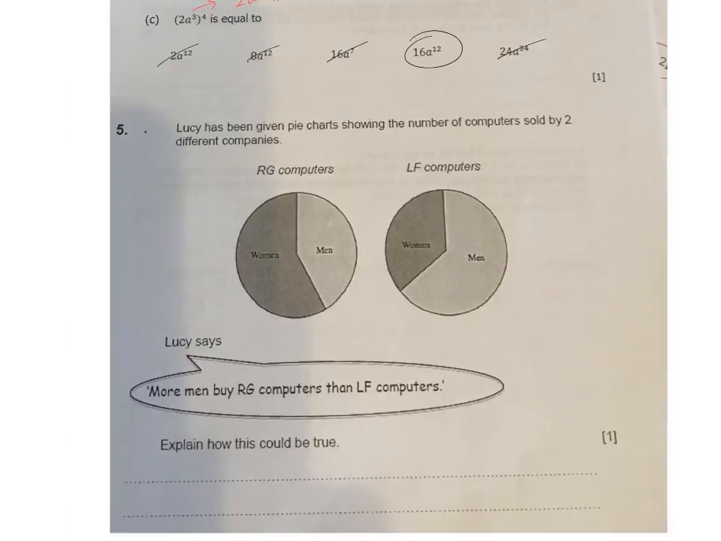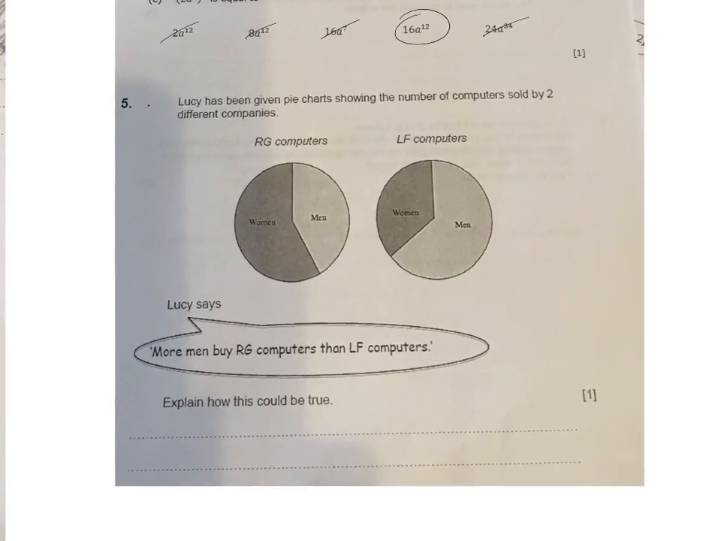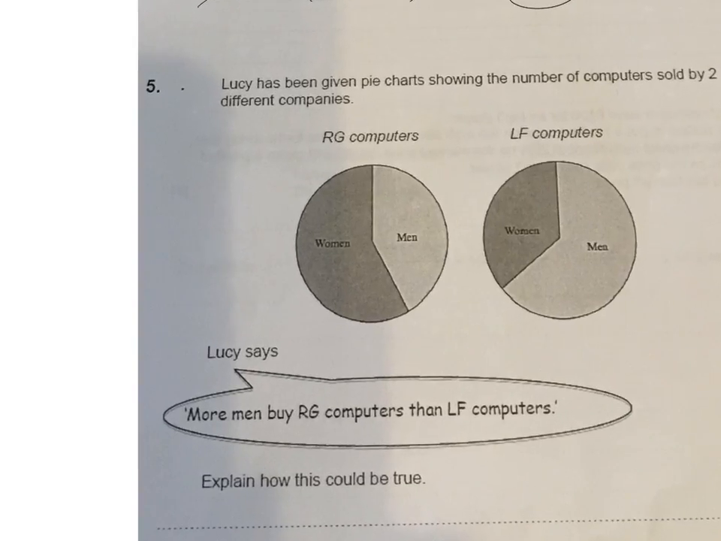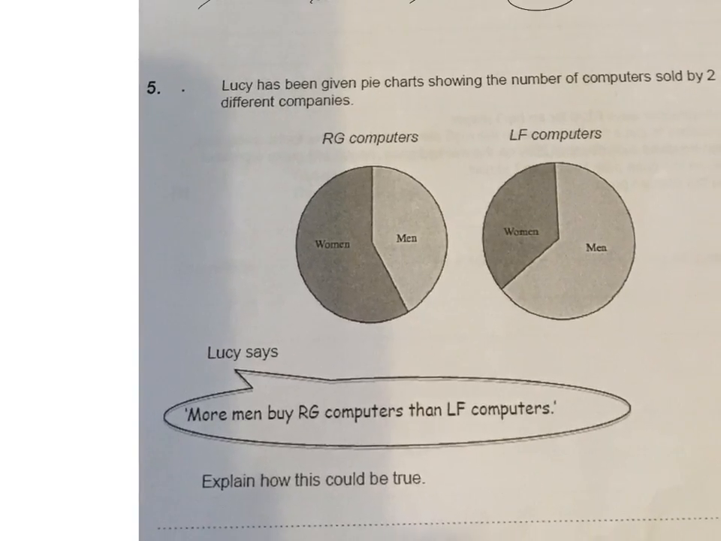Number 5, I was only looking for one particular word here. It says Lucy has been given pie charts showing the number of computers sold to 2 different companies, so women, men, and men, women here. And just on the face of it, you would assume that more men bought computers from LF computers. So it says more men buy RG computers than LF.